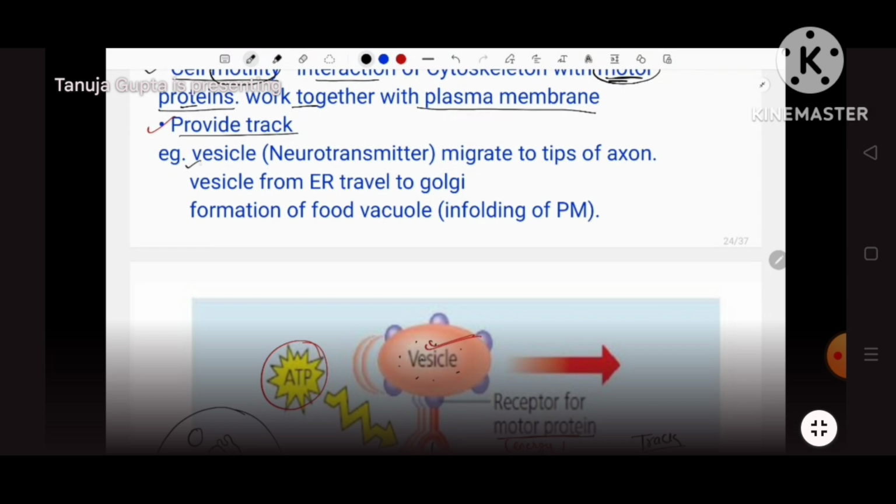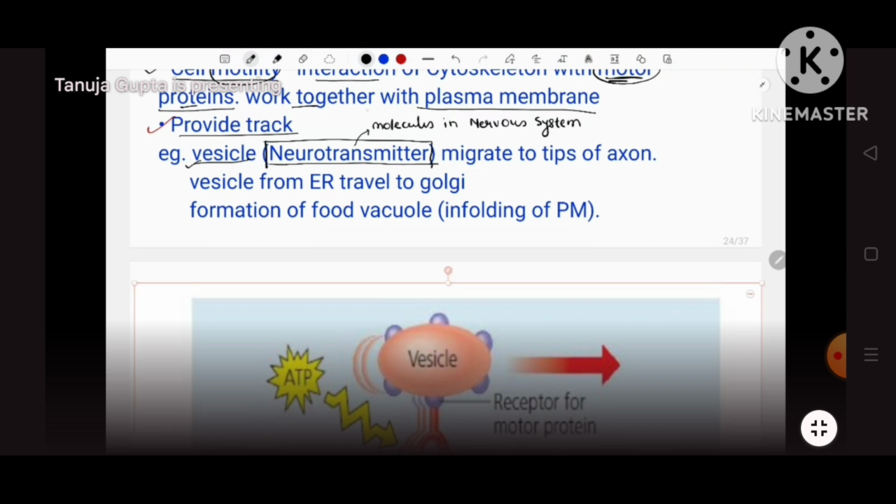So the first example: there are certain vesicles which contain the neurotransmitter. Okay, I know this is a new word for you, neurotransmitter. Just for now you just understand that neurotransmitters are certain molecules which are used in the nervous system. Just understand this much right now. When we have the nervous system, then I will let you know about this in detail. So these are certain chemicals which are used in the nervous system. So these chemicals move from one place to another.